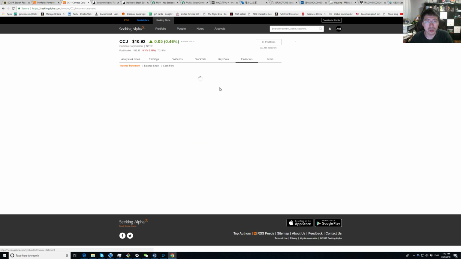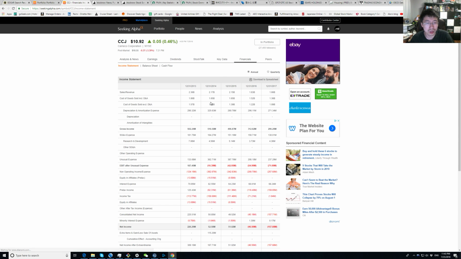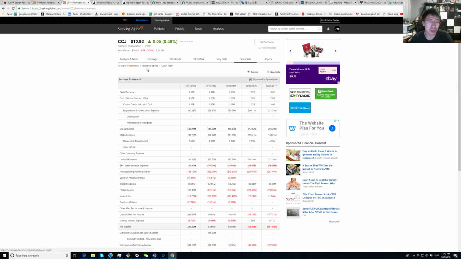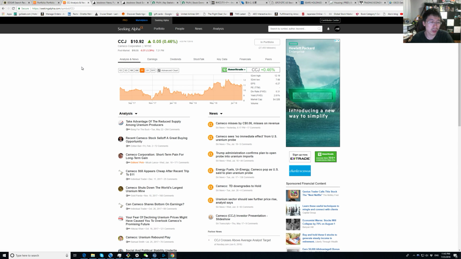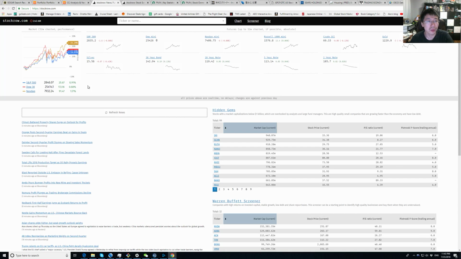Financials basically is just statements. I don't exactly like this format because it's very confusing exactly what maps to what. Other than for super simple stuff, I would have to go to the actual statements. This is very unreliable. So that's Seeking Alpha. It's very useful to keep yourself updated with your portfolio companies.